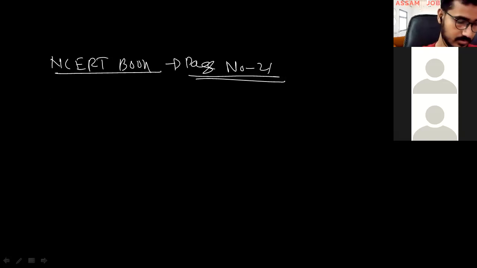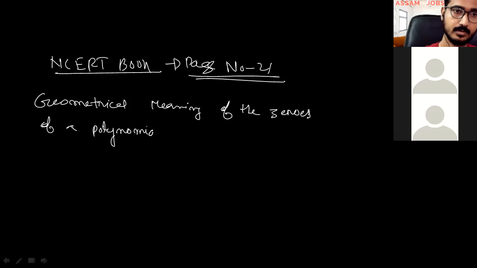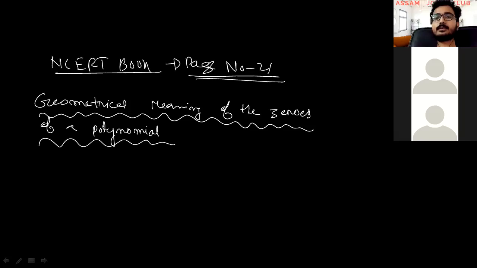So there is one topic given, very important: geometrical meaning of the zeros of a polynomial. Geometrical meaning of the zeros of a polynomial. Very important.